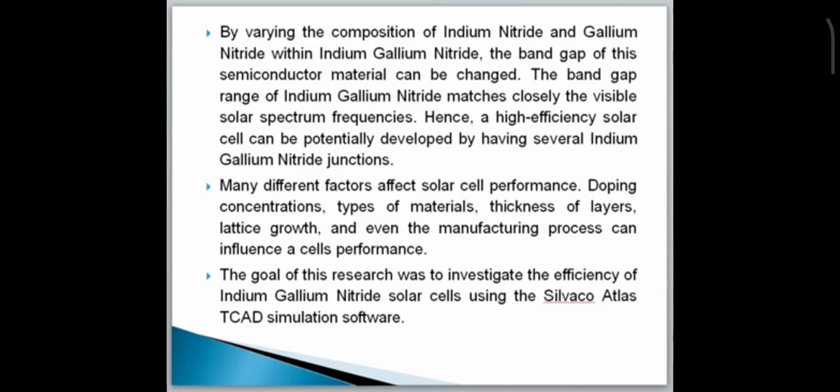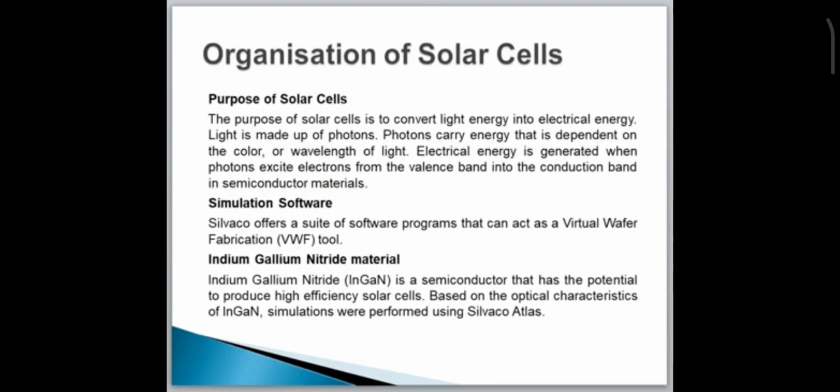Many different factors affect solar cell performance. First one is the doping concentration of the semiconductor material, types of the material, thickness of the layer, lattice growth, and even the manufacturing process can influence a cell performance. The goal of this research was to investigate the efficiency of indium gallium nitride solar cell using the Silvaco Atlas TCAD simulation software.